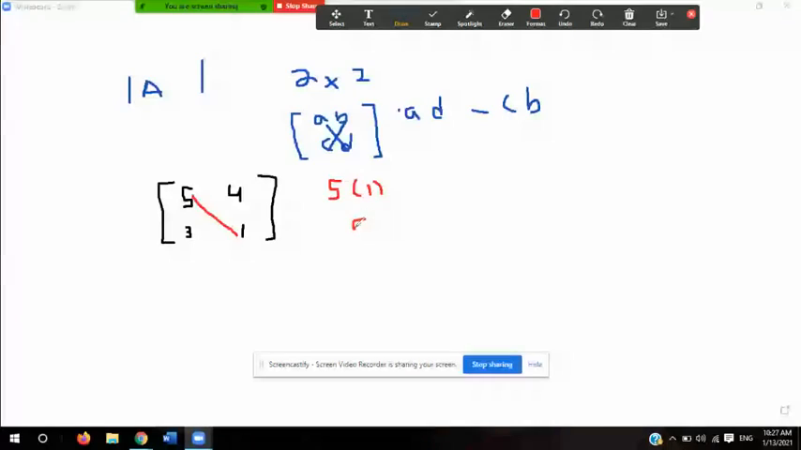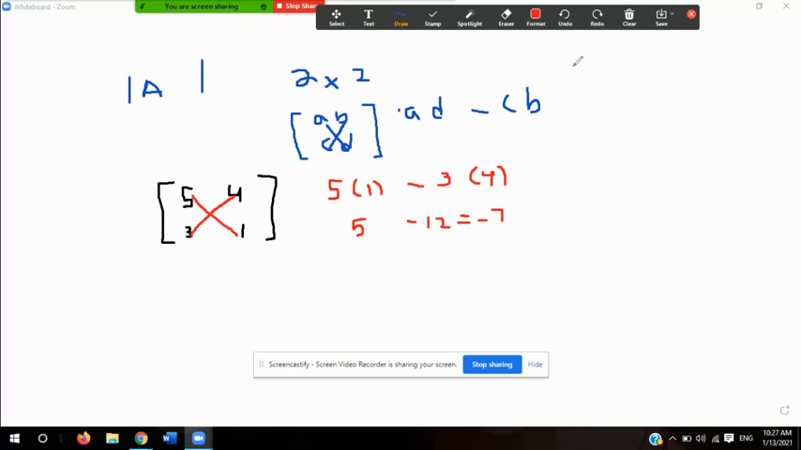And then I'm going to subtract 3 times 4, and then I'm going to subtract the two values. So 3 times 4 is 12. And I have 5 minus 12, which equals -7. And that means that the determinant of this matrix is -7.